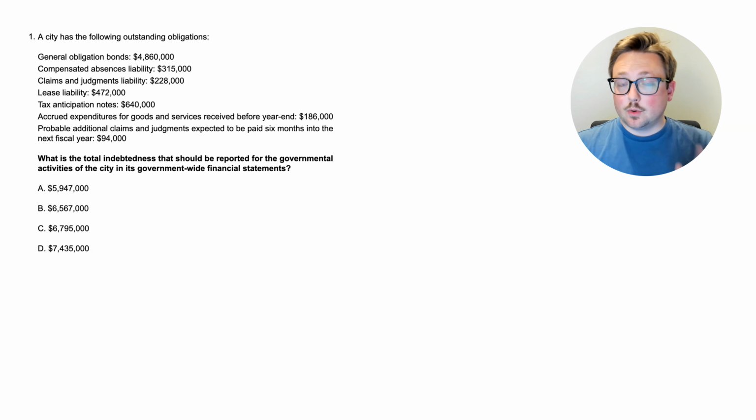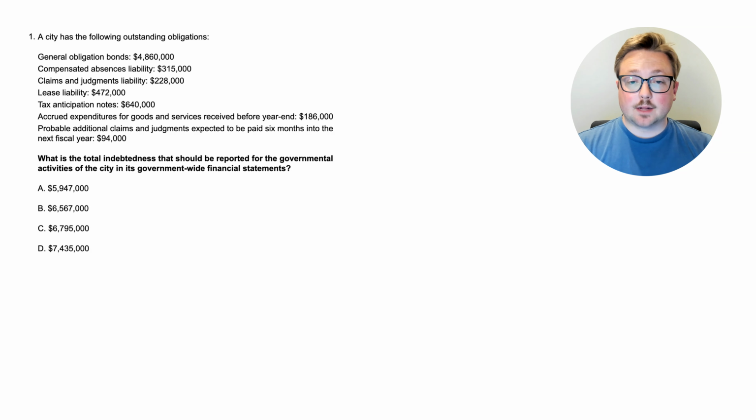So the first thing that I always want to point out is you want to read the last sentence of the question first, especially if you see a question like this where it has a whole bunch of information and you're going to need to read through it. It's best to read the last sentence first to give yourself context for what you're even going to be doing, so that when you read through the rest of it, you know what you're trying to figure out. So let's do that here. What is the total indebtedness that should be reported for the governmental activities of the city in its government-wide financial statements? Okay, let's go up to the top.